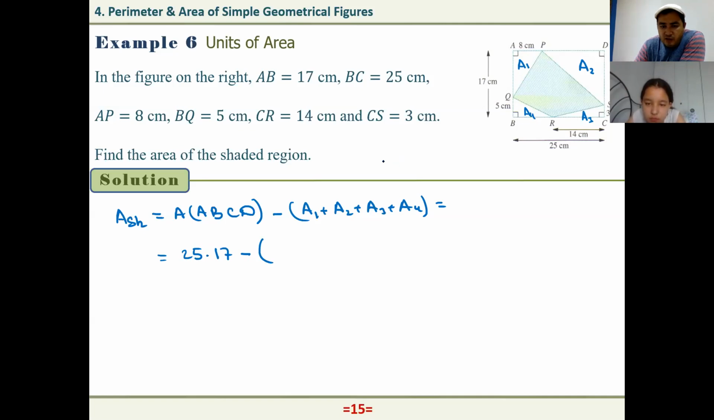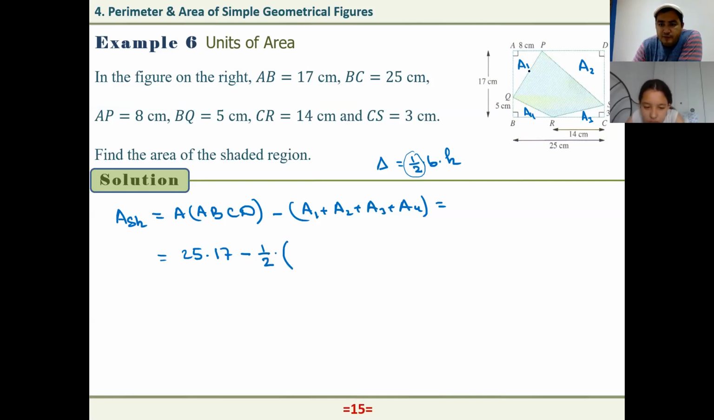And we need to find the triangle. You know that triangle area is 1/2 times base times height, right? So each area has 1/2. So I'm just going to keep this half outside the bracket, actually, to do our calculations in a simpler way. Okay, so 1/2 is outside.